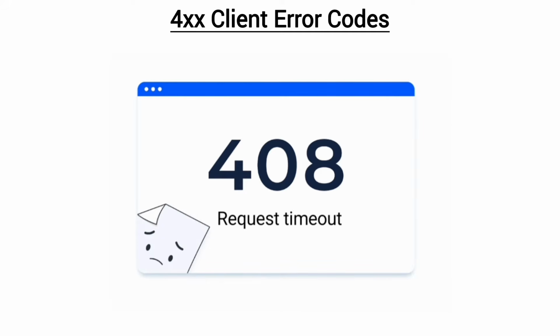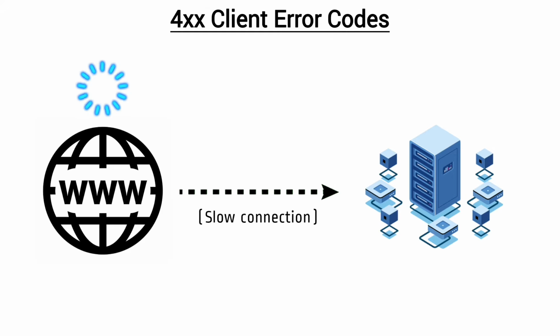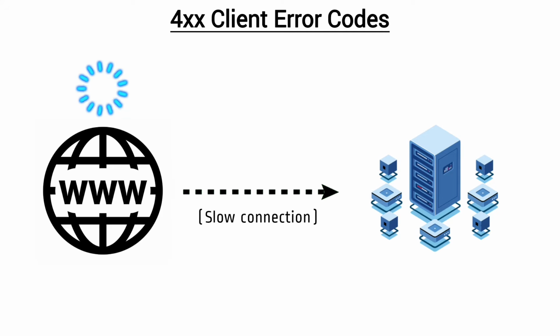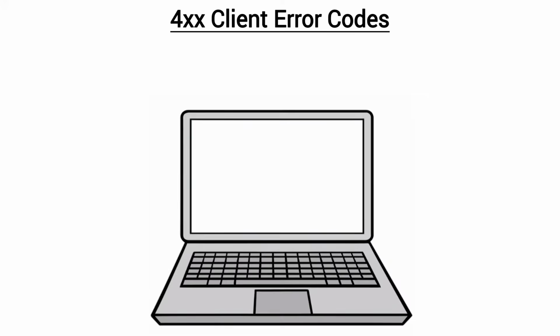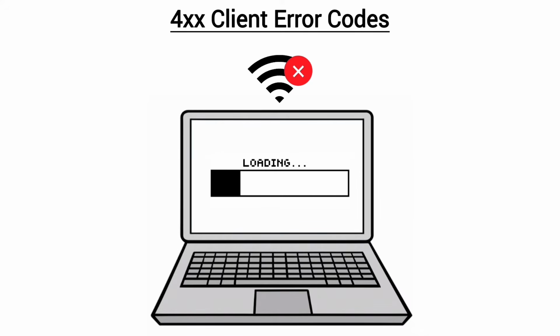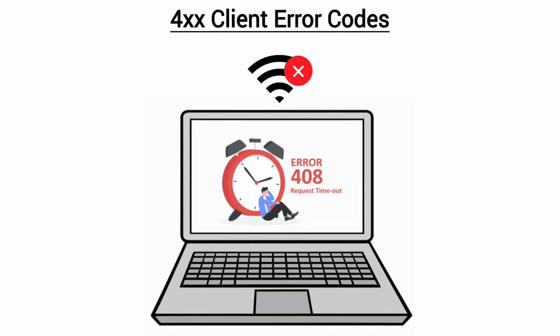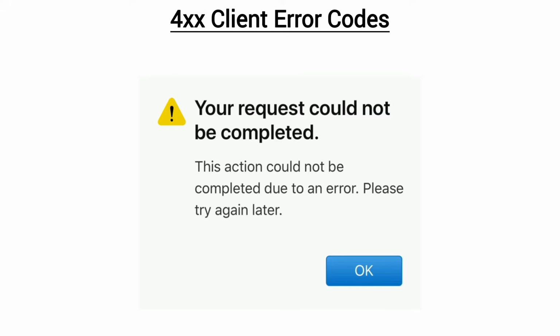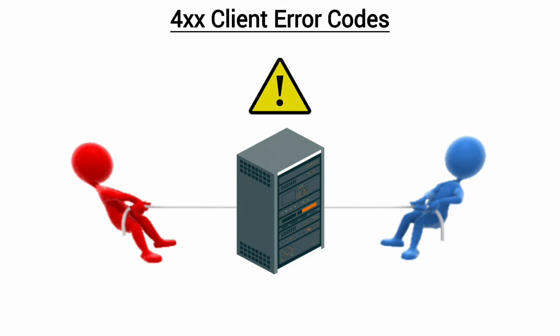408 means request timeout. This happens when your browser takes too long to send the request or the connection is slow. So the server stops waiting and closes it. For example, if your internet connection drops while loading a page, the server may time out and respond with this code.